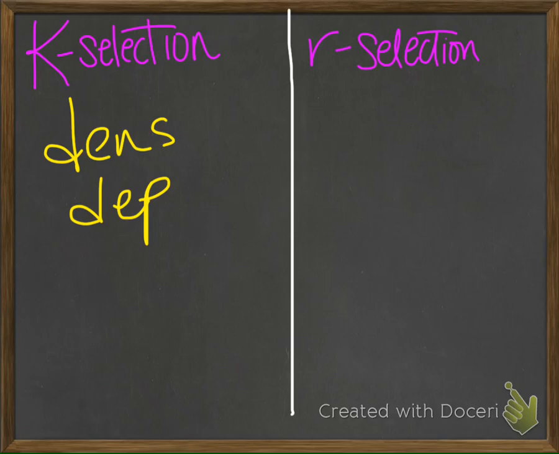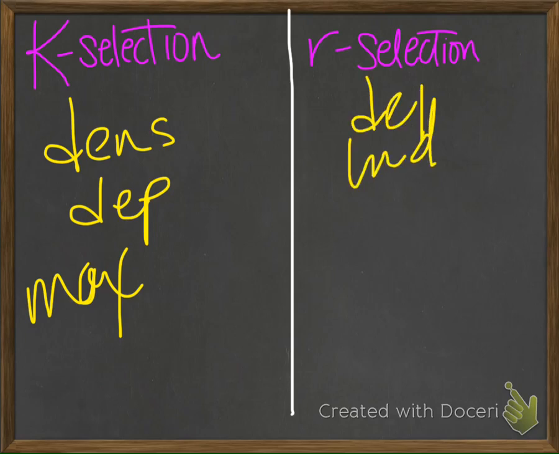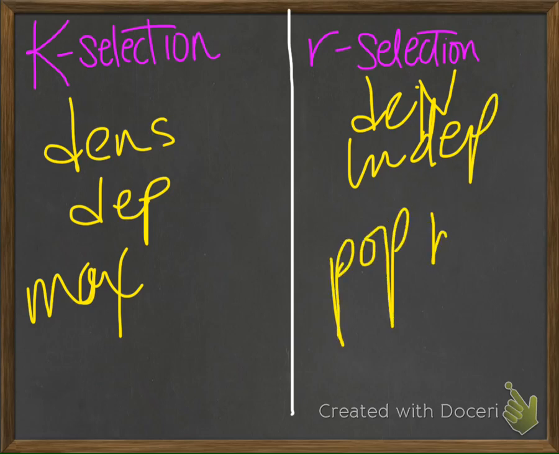selection. This is where population density is favored at high densities. Selection for traits that maximize reproductive success. R selection is density independent. This is typically with populations near limit.